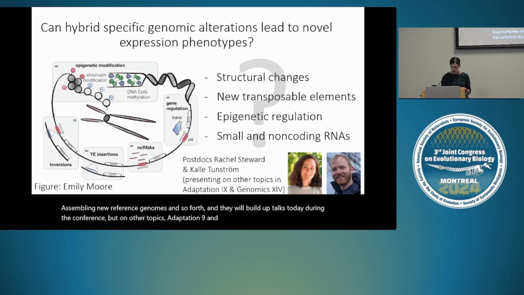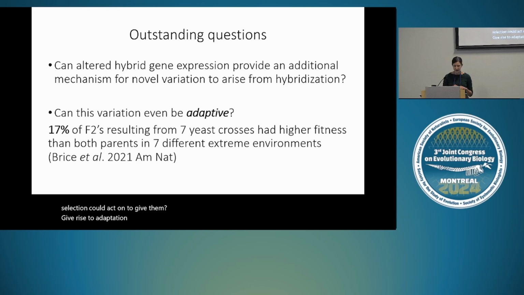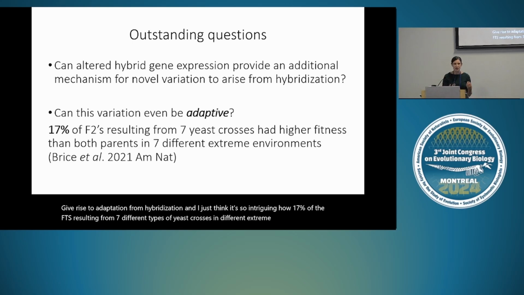And I want to leave you with what I think is an outstanding question, and this is basically, can gene expression provide an additional mechanism for novel variation that selection could act on to give rise to adaptation from hybridization? And I just think it's so intriguing how 17% of the F2s resulting from 7 different types of yeast crosses in different extreme environments were actually more fit than both parental species.